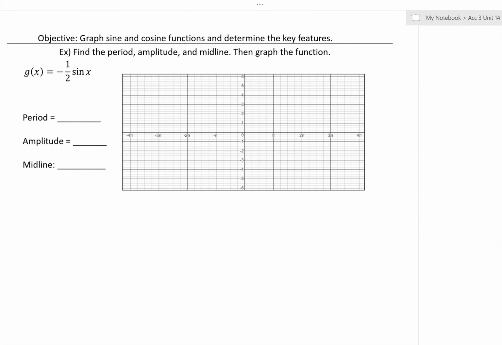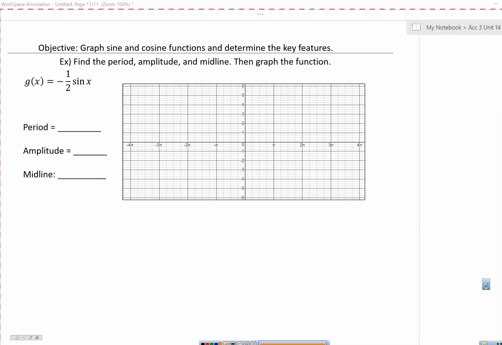All right, so let me show you what that's going to look like here. In this first example, we are to identify clearly the period, amplitude, and midline, and then we'll use that information to graph. Even if we weren't asked for period, amplitude, and midline, we would still want to know what they are in order to make sure that we could graph using the strategy and also to make sure everything looks right.